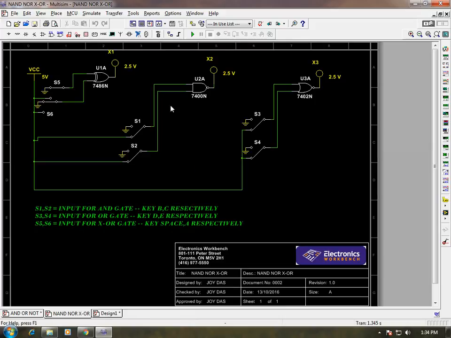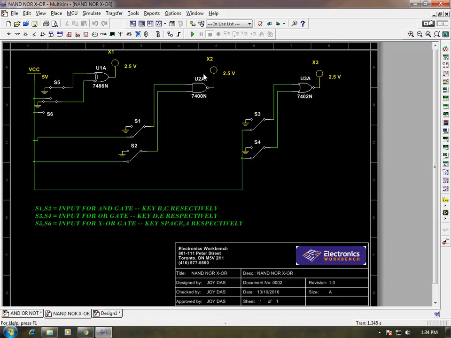Now for this NAND gate, I have connected S1 and S2, for which throwing switches are shown here, B and C. For NOR gates, I have used switches S3 and S4, for which I have used keys D and E respectively.